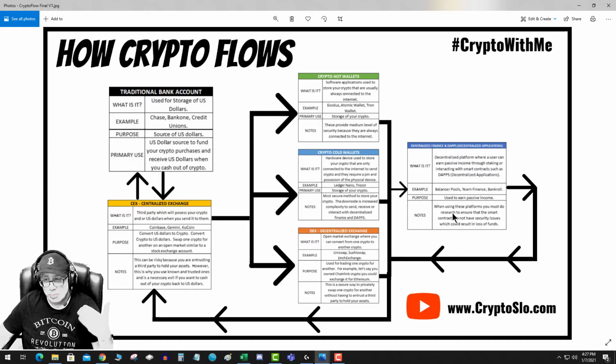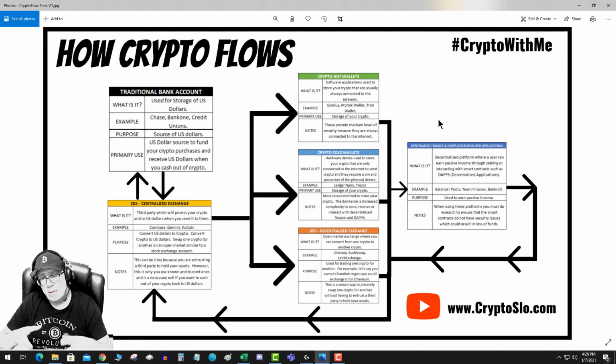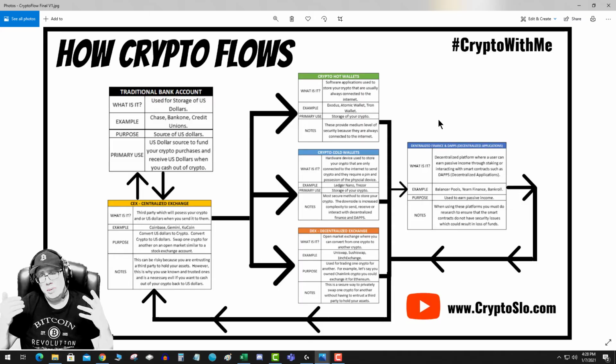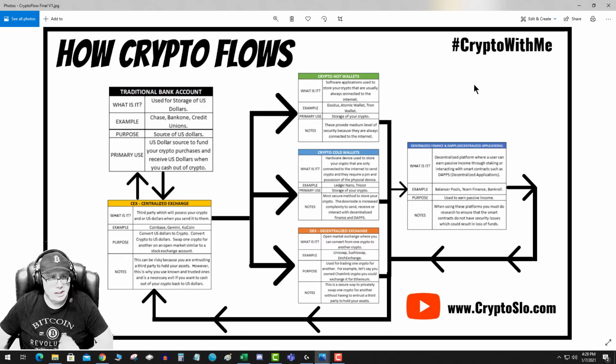When you're using these platforms, you must research to ensure smart contracts do not have security issues, which could result in the loss of funds. So keep in mind, a lot of times you're putting your assets on these platforms, so you're transferring out of your wallets onto a third party. Now, it's supposed to be a decentralized app. As you've always heard, crypto rug, what is that? Typically that means they got a bunch of people to deposit assets, and then they pulled the rug out from them. I'll be covering that in a terms type video here very soon, as well as part of this series.